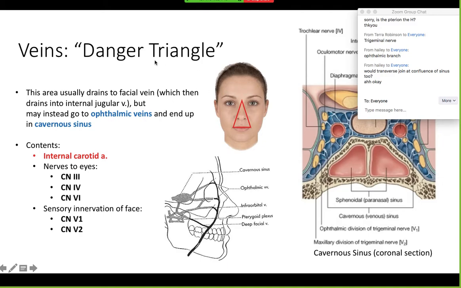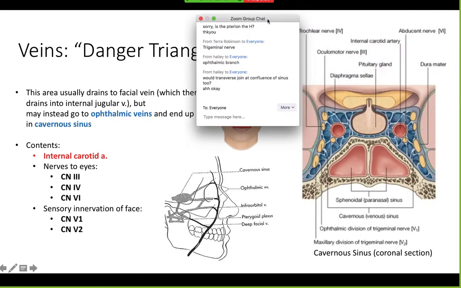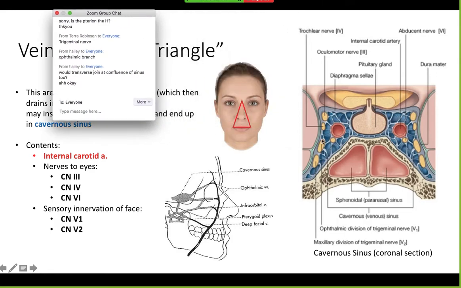So he talked a little bit about the danger triangle. So when you dissect the face, you'll see a very large vein known as the facial vein. So easy enough. So this area right here is typically draining into that facial vein. However, it, in theory, can go to the ophthalmic veins and end up over here in the cavernous sinus, which is going to lead you to the brain.